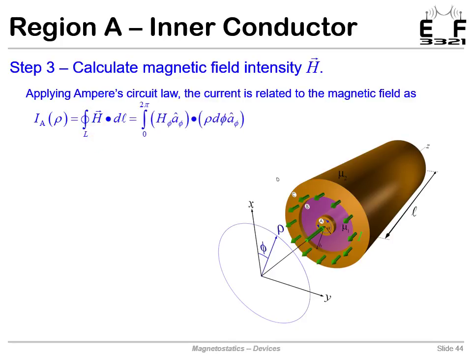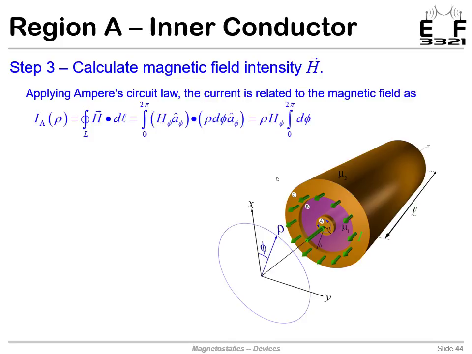Well, we already know the basic configuration of H. It only has a phi component. So let's just write H phi, which we don't know what that is yet. We just know that it's in the phi direction. And then our differential length in cylindrical coordinates is rho d phi, also in the phi direction.